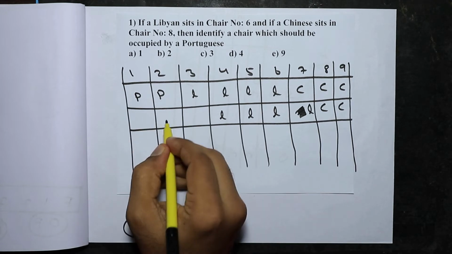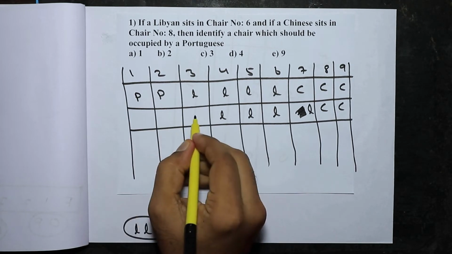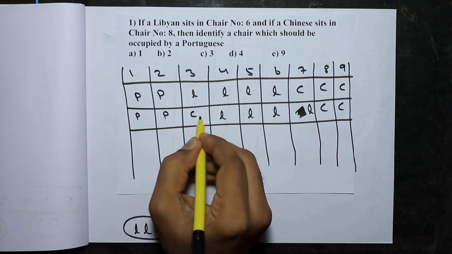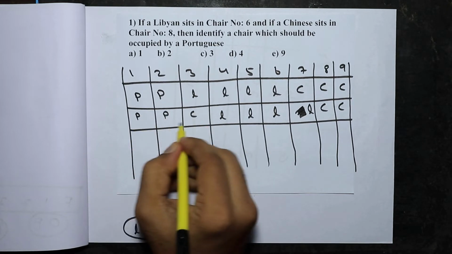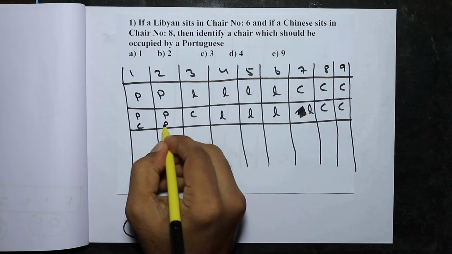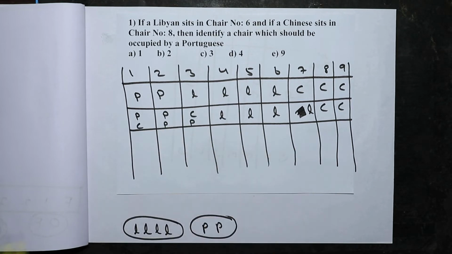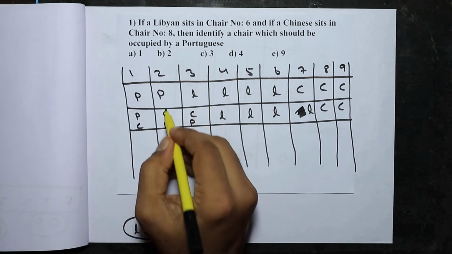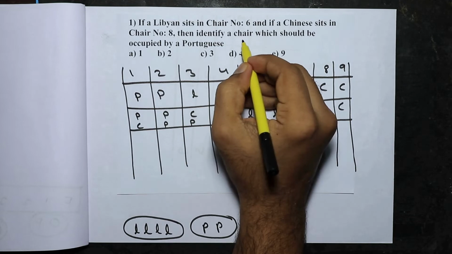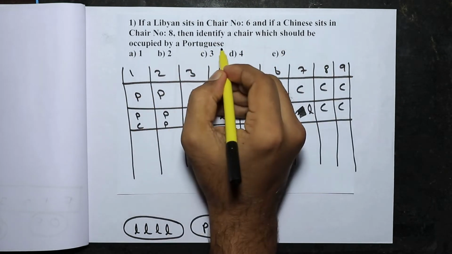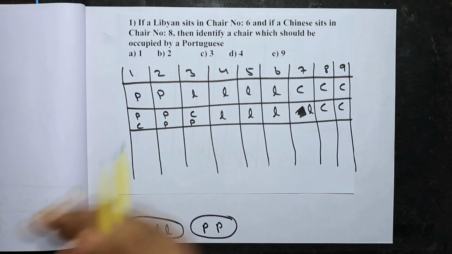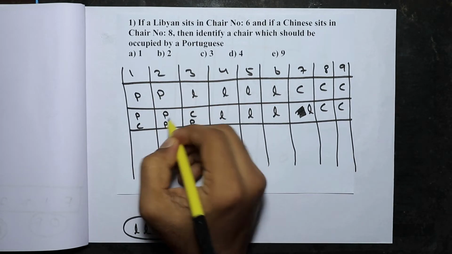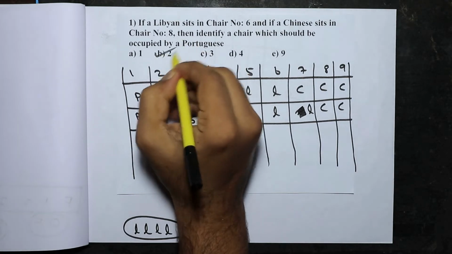P can be in 1 and 2 or in 2 and 3. So one arrangement is like this, P and C here. The other arrangement is C here and P here. So you can see in all these arrangements, chair number 2 is always occupied by P. So the chair which should be occupied by a Portuguese is chair number 2. So in all the arrangements, chair number 2 is always occupied by a Portuguese. So chair number 2, option B.